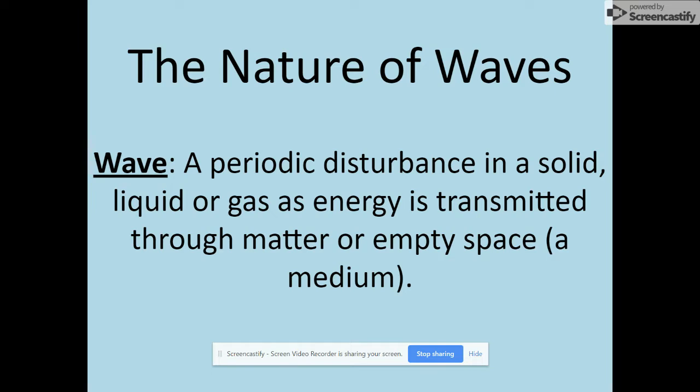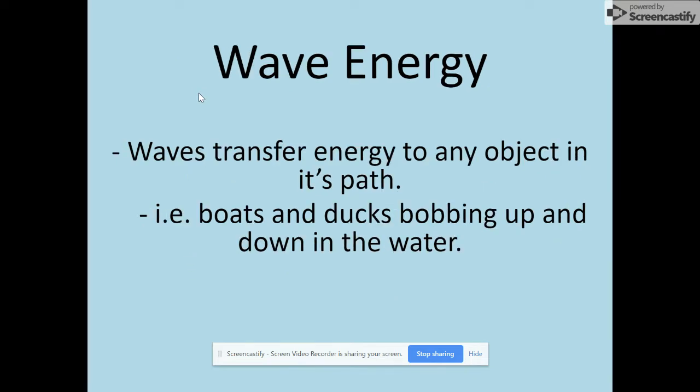So when this is a periodic disturbance, we're looking at how it moves. It's causing a disturbance not at every single moment, but over a space or over a period of time. And then it's moving through one of the forms of matter, or it could be through empty space. We're going to talk a little more about that.